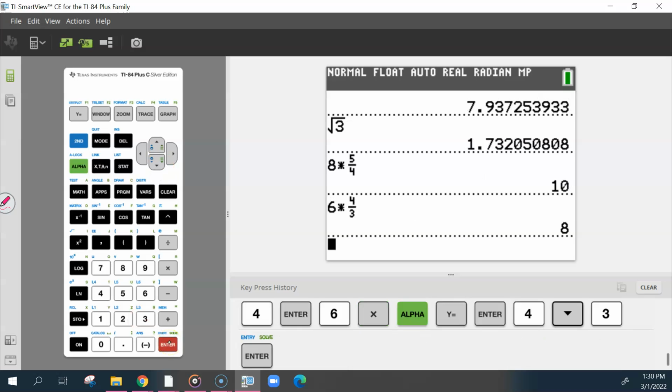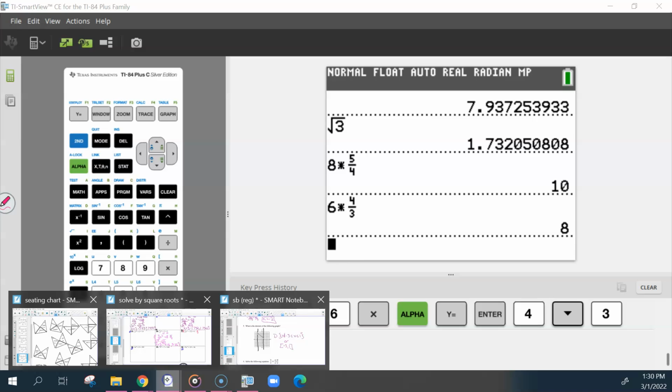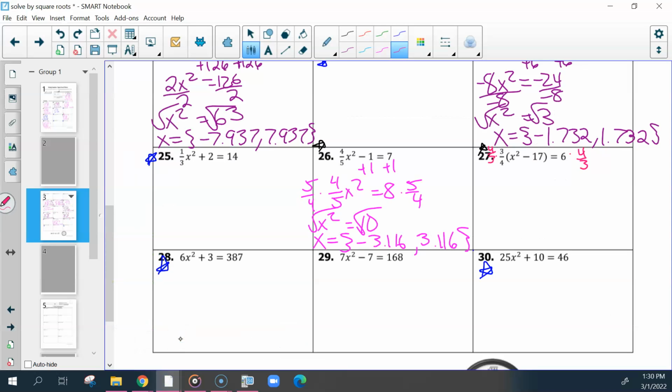we get 8. Now our parentheses are going to disappear. X squared minus 17 equals 8. Add 17 to both sides. That's 25. Now we're back to perfect squares.